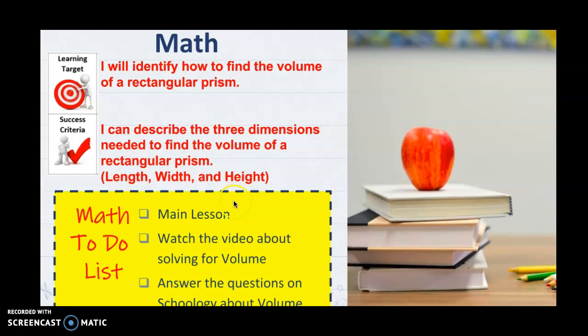So next, if you go to your math to-do list, it's kind of like a checklist, and you know I like to be organized. So first, we have our main lesson. Next, watch the video about solving for volume. And last, answer the questions on Schoology about volume.